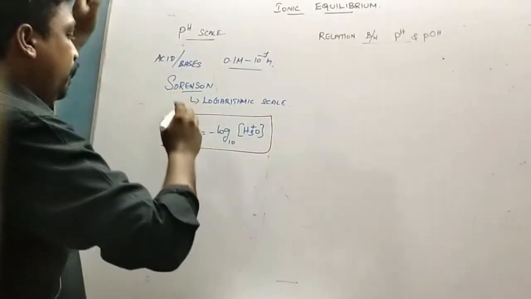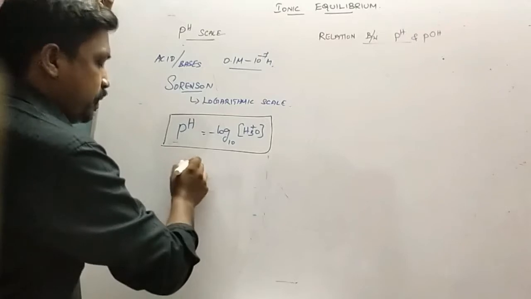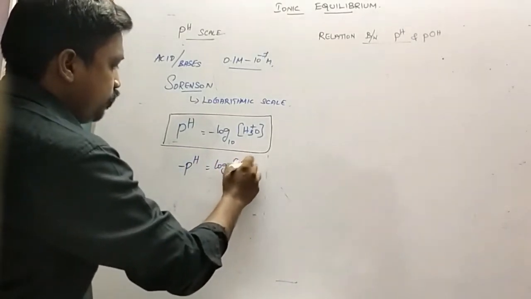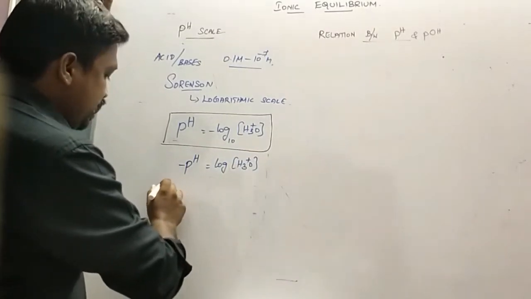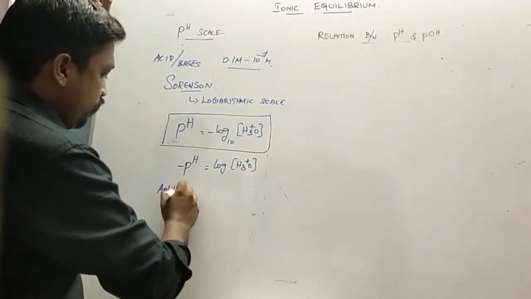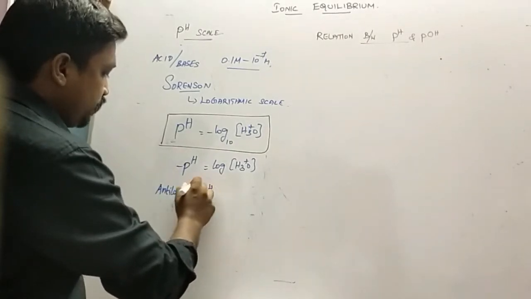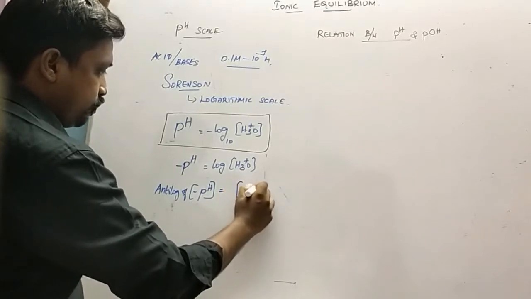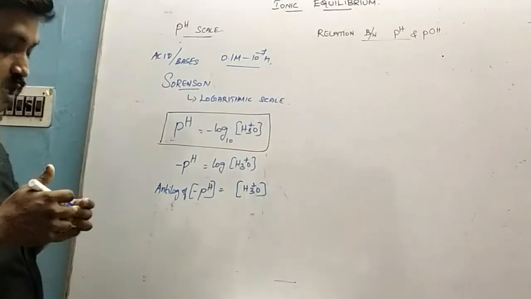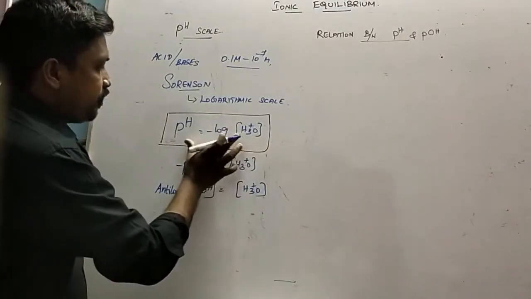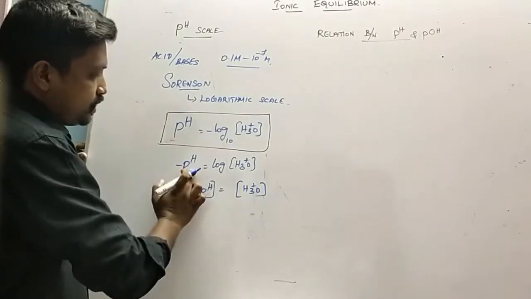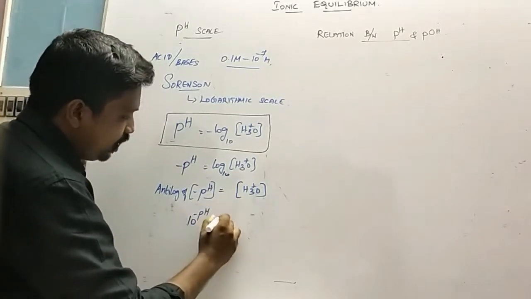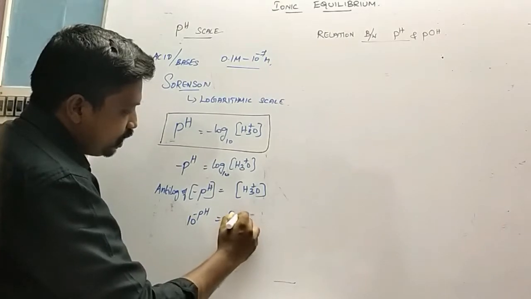See here, if we multiply by minus 1, what will it become? Minus pH is equal to log of H3O plus concentration. Take anti-log on both sides. Anti-log of minus pH is equal to the concentration of H3O plus ions, right? Also, we can write from this formula, since it is base 10, 10 power minus pH is also equal to the H3O plus ion concentration.